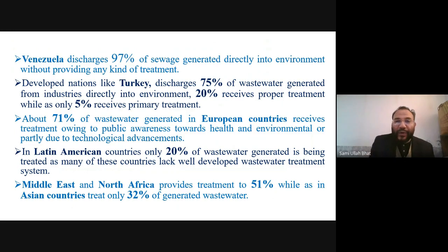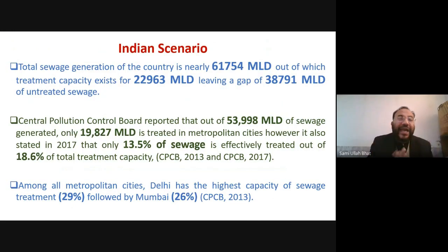Now, having said this, look at the Indian context. Total sewage generation of the country is nearly 61,000 MLD, out of which only 22,000 is treated, leaving a gap of 38,000. So where does this 38,000 go? It enters the receiving waters, which we are actually using for our own different types of services.